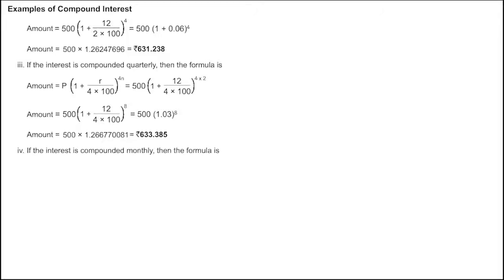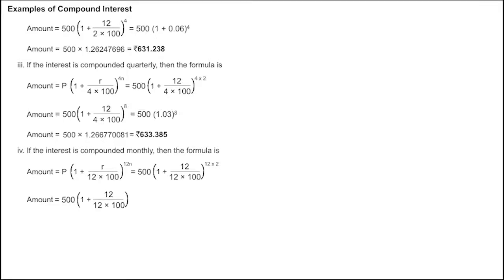Now when the interest is compounded monthly, we use the formula A is equal to P into 1 plus R upon 12 into 100 whole raised to the power 12n. So when we put the values of P, R and N, we get 500 into 1 plus 12 upon 12 into 100 whole raised to the power 24. So whatever is there in the bracket gives us 1 plus 0.01 whole raised to the power 24. So the value of 1 plus 0.01 whole raised to the power 24 is 1.269734649, and when this value is multiplied by 500, we get it as rupees 634.867, correct up to 3 decimal places.